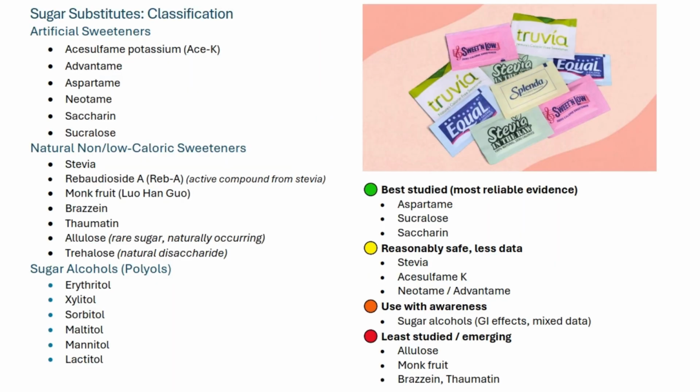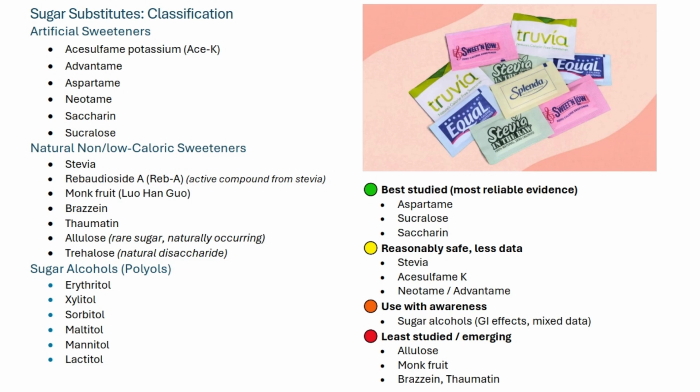Sugar substitutes classification. Artificial sweeteners: acesulfame potassium, Ace-K, advantame, aspartame, neotame, saccharin, sucralose. Natural non-low-caloric sweeteners: stevia, rebaudioside A, Reb A, the active compound from stevia, monk fruit, luo han guo, brazzein, thaumatin, allulose, a rare sugar, naturally occurring, trehalose, a natural disaccharide. Sugar alcohols, polyols: erythritol, xylitol, sorbitol, maltitol, mannitol, lactitol.